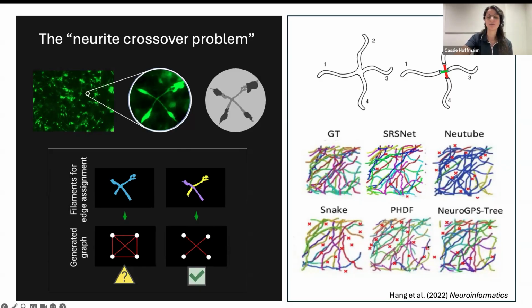As I said, this is a really well-characterized issue. This is not my work; this is a review by Hung, looking at algorithms to solve the neurite crossover problem. One thing they all have in common is that they attempt to solve the problem at each individual crossover point. They iterate through the image, identify each point, and then attempt to solve it, usually through some combination of geometric principles. This means they're usually quite computationally expensive, and not really suited to high-volume or high-throughput data sets.